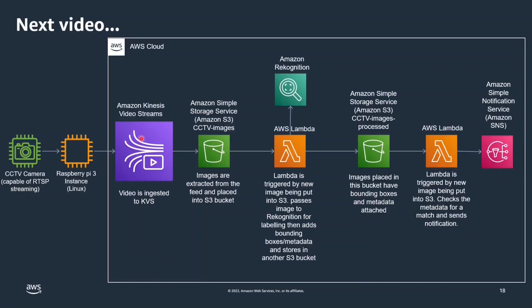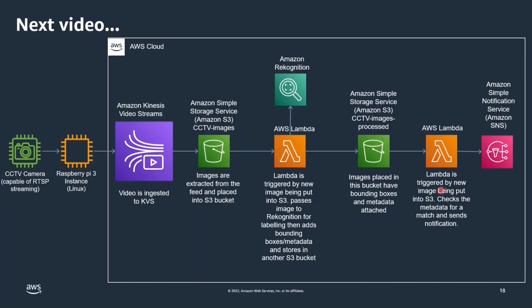So now that we have the stream being uploaded to Kinesis Video Streams, in the next video I'm going to show you how to extract images from that stream. And once we have those images, we can pass them into Amazon Rekognition and use the labeling feature to identify what's in that image, such as cats, chairs, everything else that we might want to look out for. Once it's processed those images, we can attach the metadata to that and place them in another S3 bucket where another Lambda function can consume them and decide if there are any notifications that need to be sent.